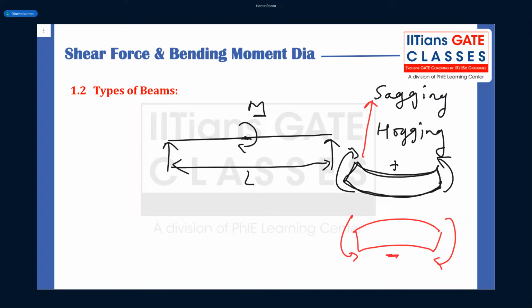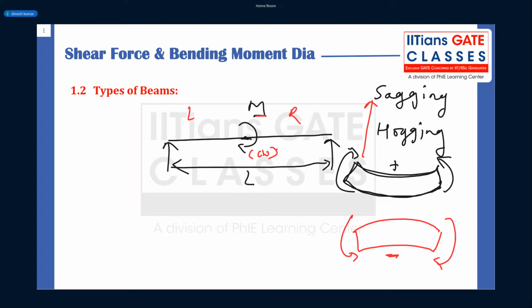Negative bending moment. Okay, now guys, when there is a point moment, tell me, left of this and right of this, how will the behavior be? On the left side, for this point moment, this is a clockwise point moment, right?